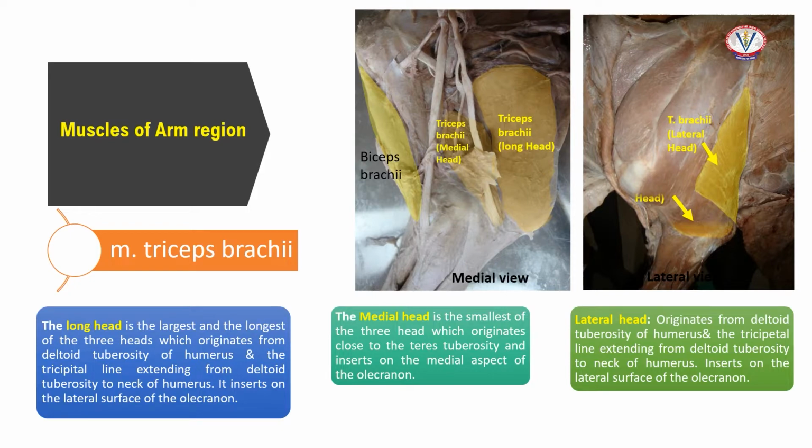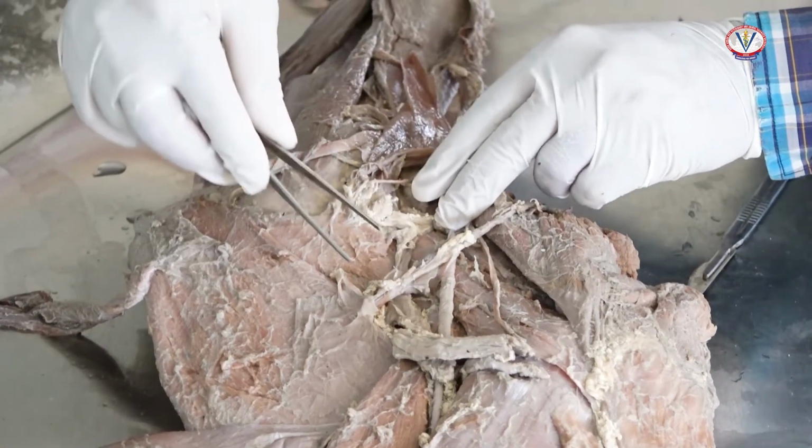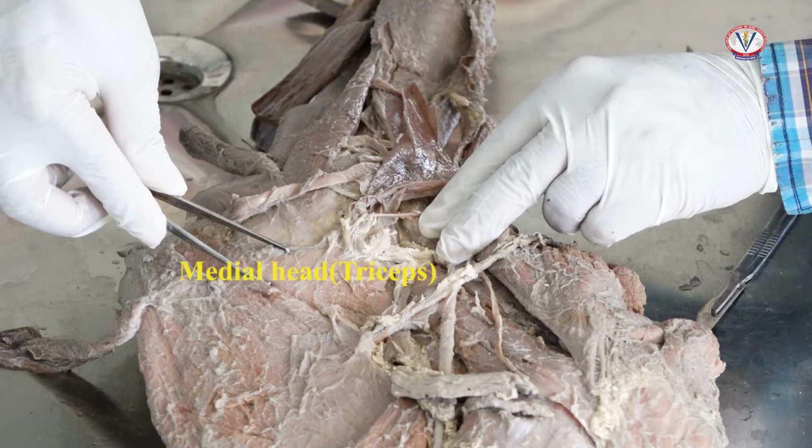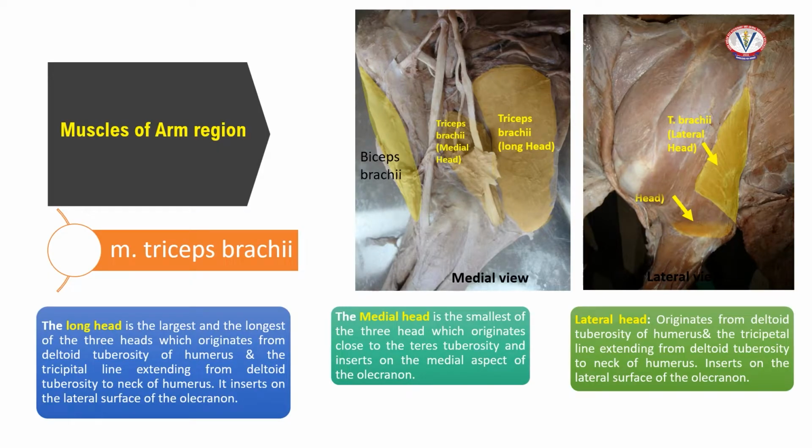The medial head is the smallest of the three heads, which originates close to the teres tuberosity and inserts on the medial aspect of the olecranon. It acts as an extensor of the elbow joint. The lateral head originates from the deltoid tuberosity of the humerus and the tricipital line extending from the deltoid tuberosity to the neck of the humerus and inserts on the lateral surface of the olecranon.